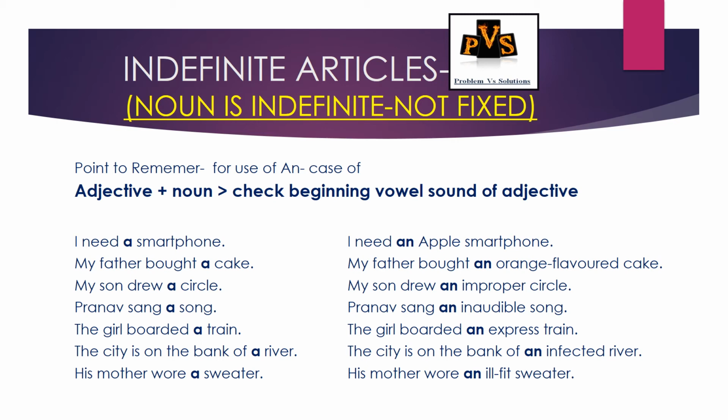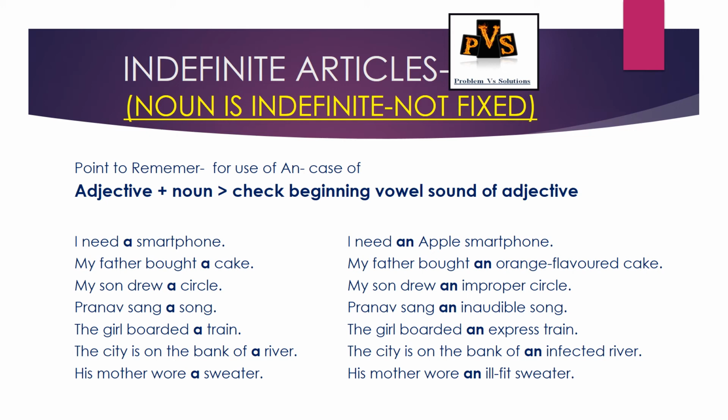We have to use an in case of an adjective coming before the noun. Here we will see that if the adjective also begins with a vowel sound, we will use an. Point to note here is that the noun that we use may not be beginning with a vowel sound. Look in the first sentence on the left side. I need a smartphone. Smartphone is a noun which begins with s sound and it is not a vowel sound. So writing I need a smartphone is right.